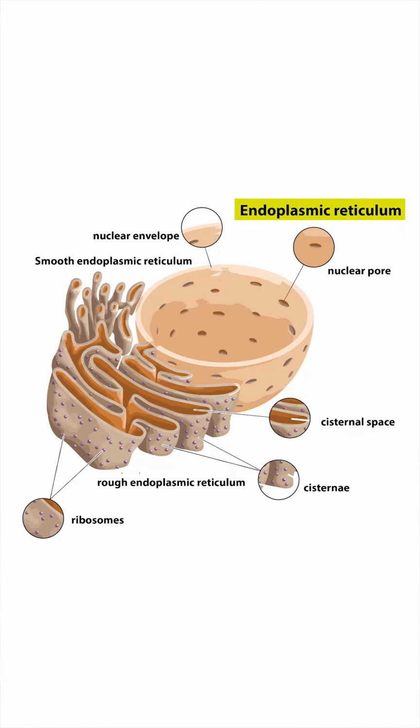The endoplasmic reticulum, aka ER, is a flattened sac, usually around the nucleus of a eukaryotic cell. There are two types of ER, the smooth and the rough. The rough ER has ribosomes on it for protein synthesis, while the smooth ER makes lipids and steroids.